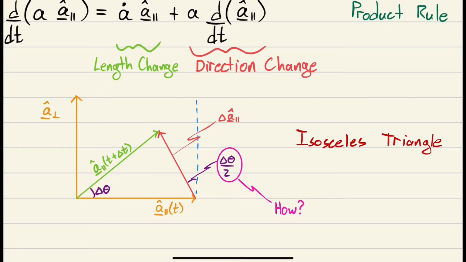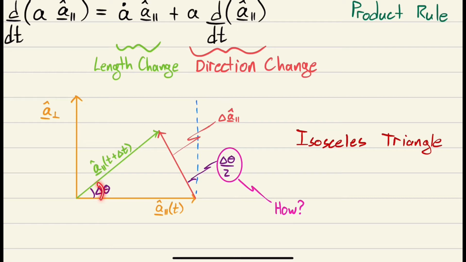Remember what the name of this video is, rate of change of a unit vector in a rotating frame. So that's what we're doing, we're rotating. We're going to do a little bit of trig now. And one last thing I want to mention. This vector from here, where we started to where we ended, this is our change in a hat parallel.